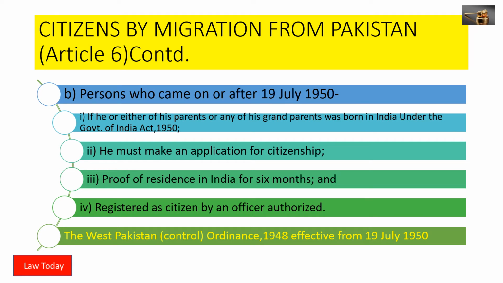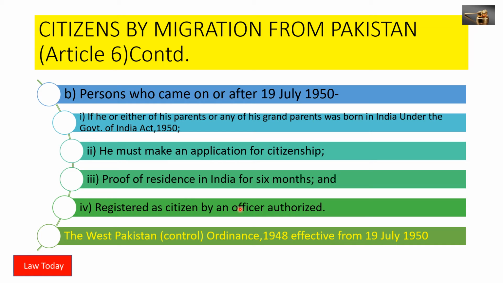The second category includes persons who came on or after 19th July 1948, if he or either of his parents or any of his grandparents was born in India under the Government of India Act of 1935, and such a migrant must make an application for citizenship. Further, he must prove that he has resided in India for at least 6 months, and he must be registered as a citizen of India by an officer appointed by the Government of India.